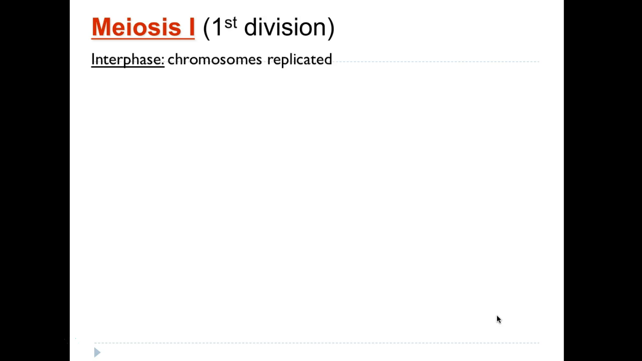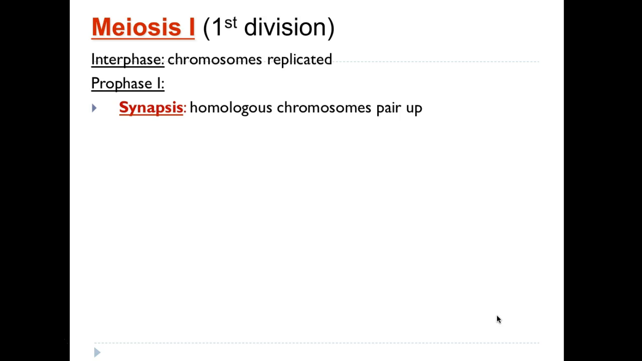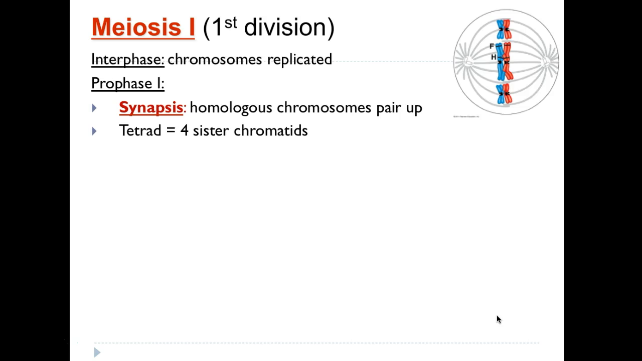In meiosis 1, the first division, during interphase, the chromosomes are replicated. In prophase 1, you're going to have homologous chromosomes pair up, and they pair up at their synapses. Ultimately, that pairing up creates a thing called a tetrad, where you have 4 sister chromatids in alignment. And you can see that tetrad formation right there as they line up at their synapses.